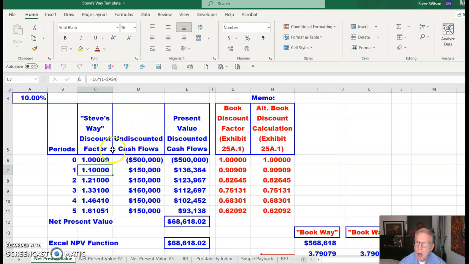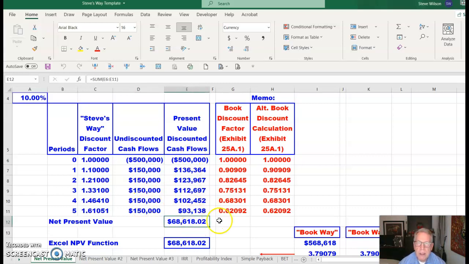And then here's our undiscounted cash flows. Here we've purchased, let's say, a piece of equipment, and that's going to generate $150,000 of cash flows in the next 5 years. We discount them by dividing my factor into that undiscounted cash flows to get the present value.